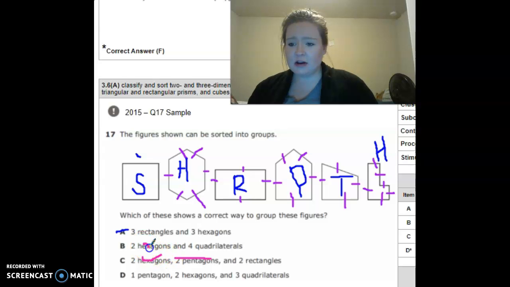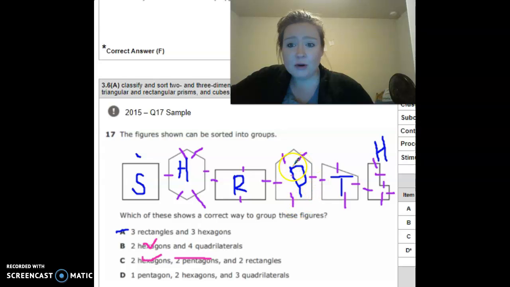So I have 2 hexagons and 4 quadrilaterals. Well, I only have 3 quadrilaterals. My square is a quadrilateral, my rectangle is a quadrilateral, and my trapezoid is a quadrilateral. My pentagon is not a quadrilateral because it does not have 4 sides.